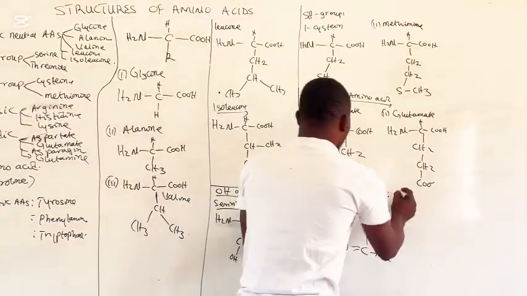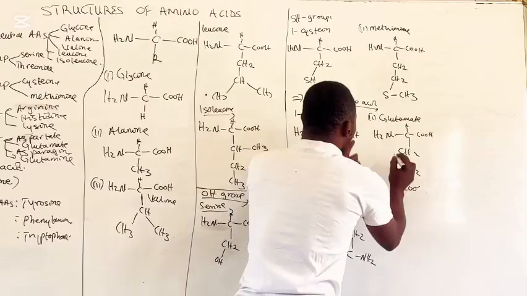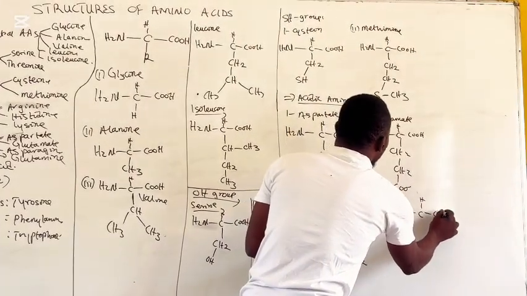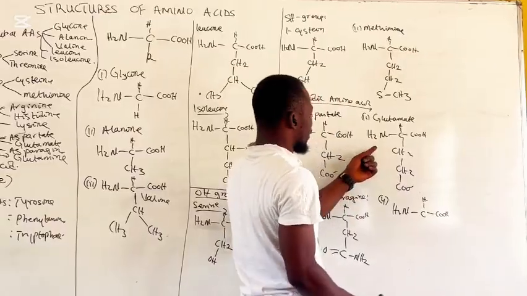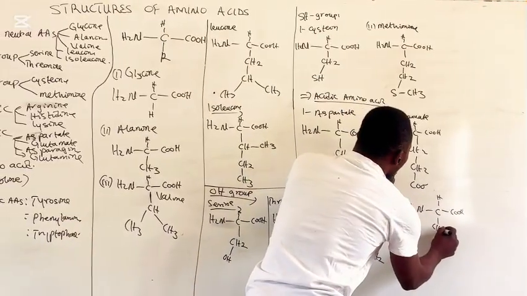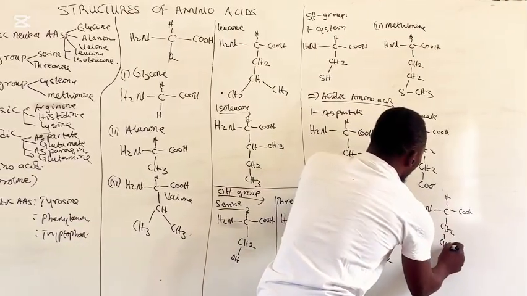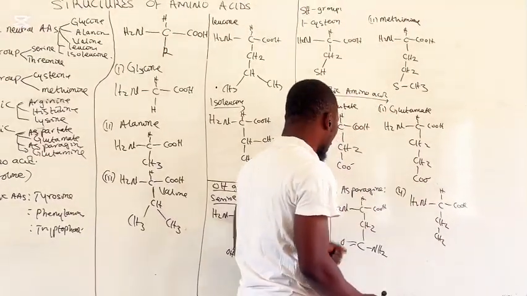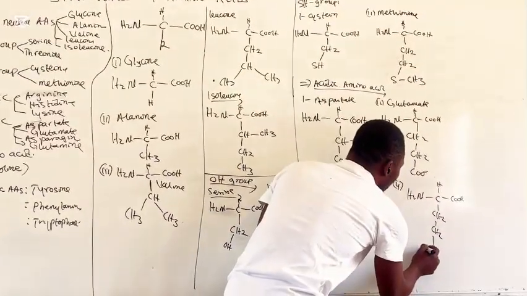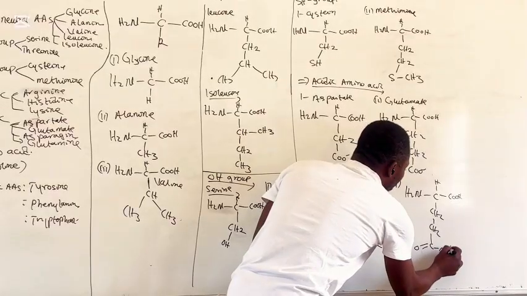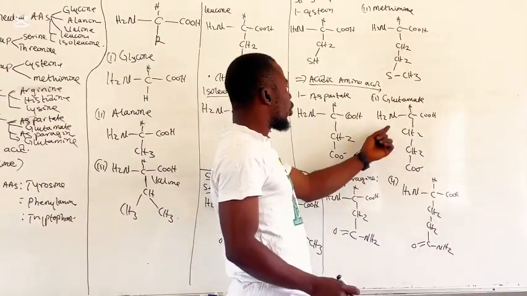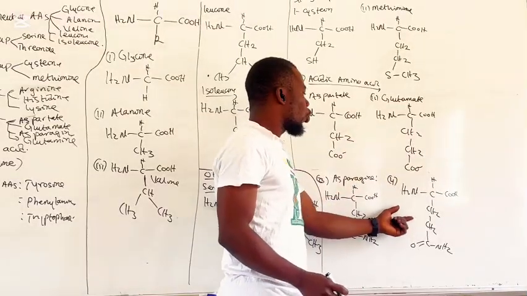The next one is glutamine. Glutamine is similar to glutamate. So here you are having CH2, then this carbon here, instead of having carboxylic functional group, you will be having amine functional group. That will be NH2. So this is aspartate, asparagine, glutamate, and glutamine.